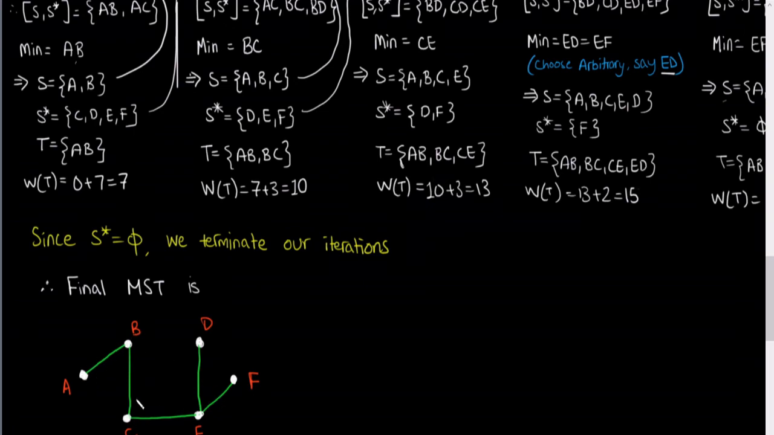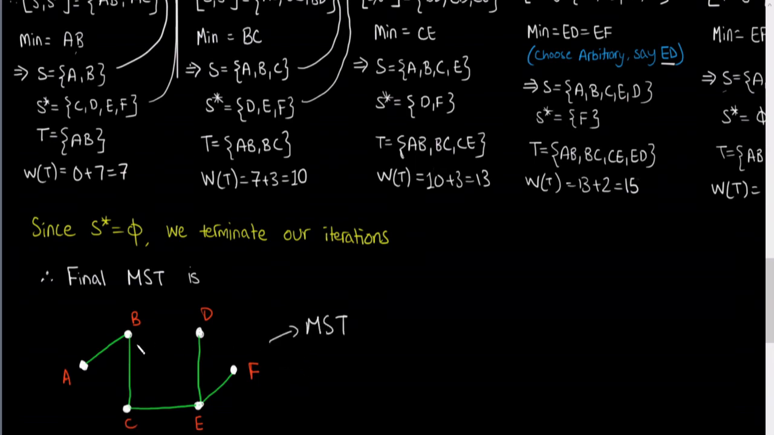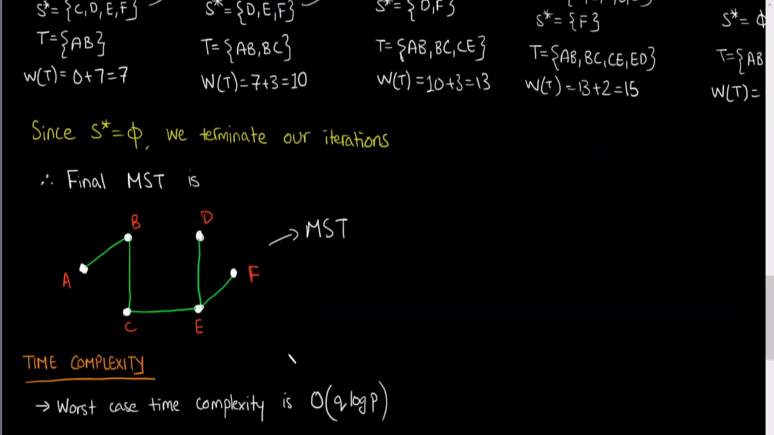So first of all, we just draw the vertices of our graph, then we connect the edges present in our set T. So we have something that looks like this. This is our minimum spanning tree, and its weight can be calculated by just adding the weights of the corresponding edges in your minimum spanning tree. So yeah, that's how you calculate your weight.